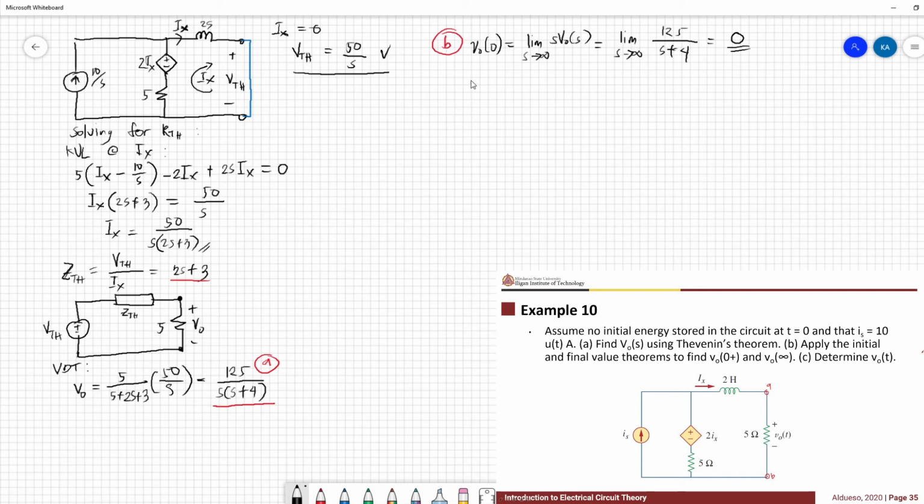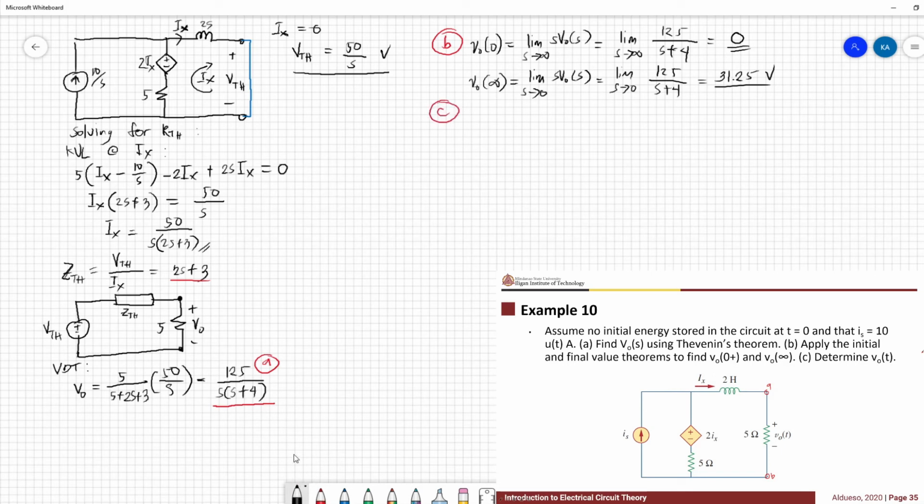Now for the final value, we have Vo of infinity equivalent to the limit of s Vo of s as s approaches 0. We have the limit of 125 over s plus 4. So this is equivalent to 31.25 volts. Now for letter C, determine Vo of t.